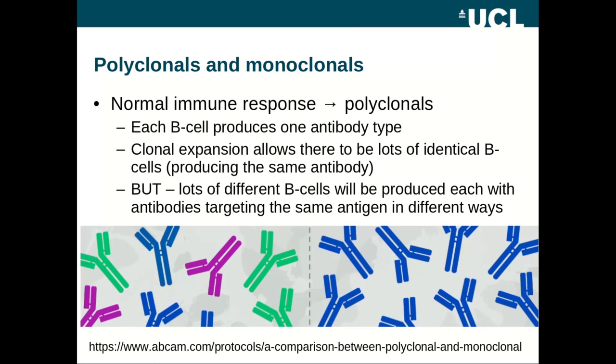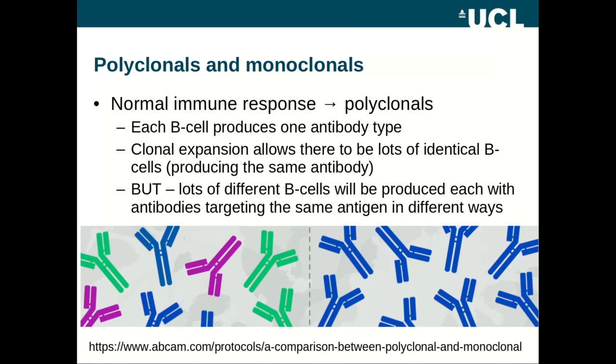But that process that I described could happen multiple times. In other words, we could get lots of different B cells producing each its own individual antibody, targeting the same antigen in different ways, or maybe targeting different antigens on the same virus or bacterium. Now, that's all very well, and that's what happens in the body, but if we're interested in using an antibody, we generally don't want that kind of general mixture of things.